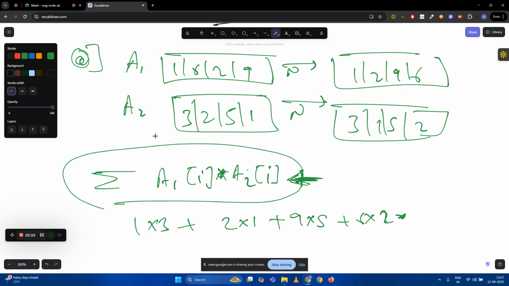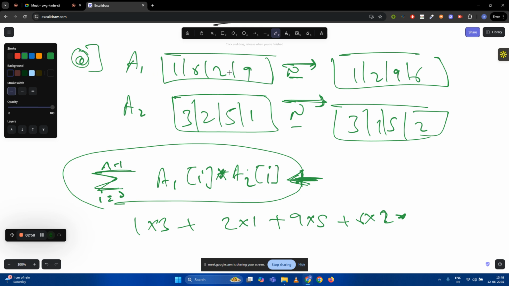See, you are having two arrays A1 and A2 of both size n. Both are having integer values only. You have to rearrange both the arrays according to yourself, in such a way that the summation for i equal to 0 to n minus 1 of a1i into a2i is maximum.